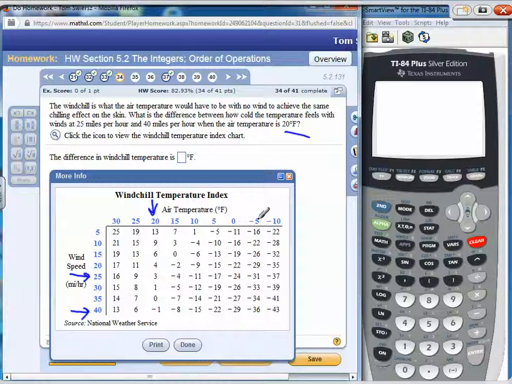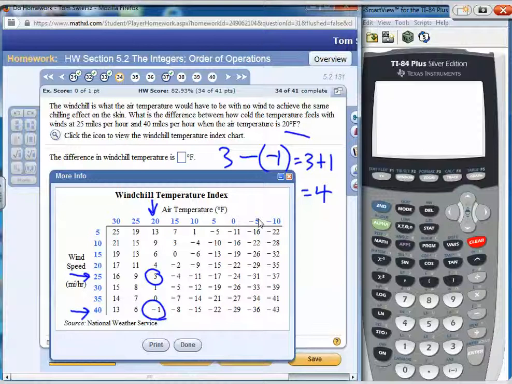At a wind speed of 25 miles per hour, temperature 20, it feels like 3, and for a 40 mile an hour wind, temperature 20, it feels like a -1. Now notice, find the difference. So we're subtracting, and the temperature is a -1. So be careful. It's 3 minus a -1, which makes it 3 plus 1, right? Minus a negative, which is equal to 4.